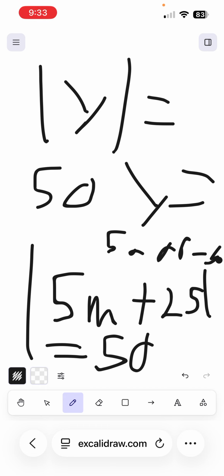Now here we have the absolute value of 5m plus 25 equals 50. So what times 5 gets you 25, so that way we can add another 25 to get 50? That would be 5. Oh shoot. That would be 5. So m equals 5. So there you have it. That's how you solve absolute value equations with only one solution.